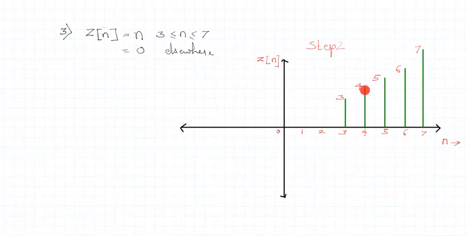When n takes a value 5, the sample has a magnitude 5, and so on, right? So, this is how the signal looks when it's plotted. Let us take one more example.